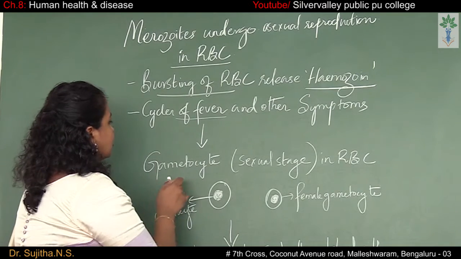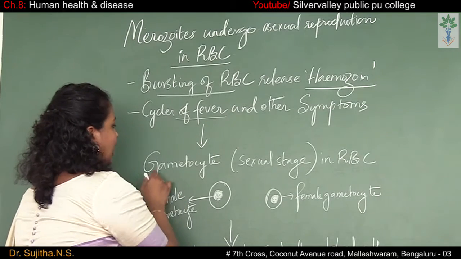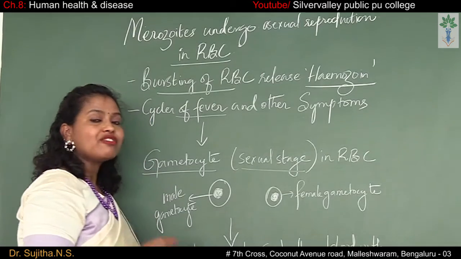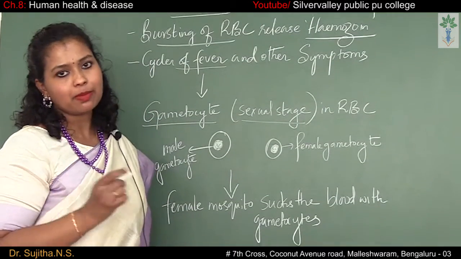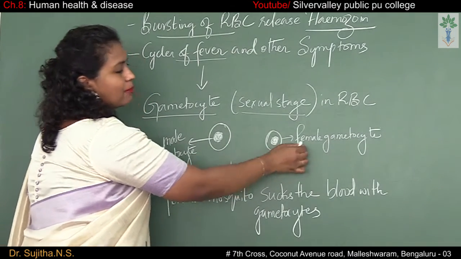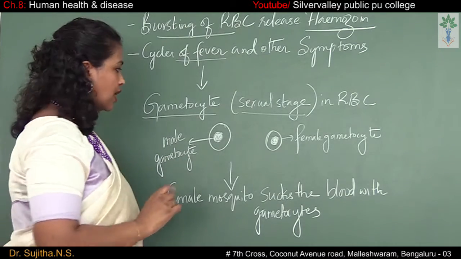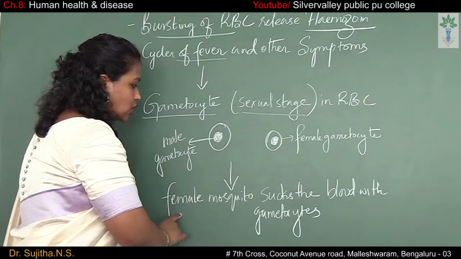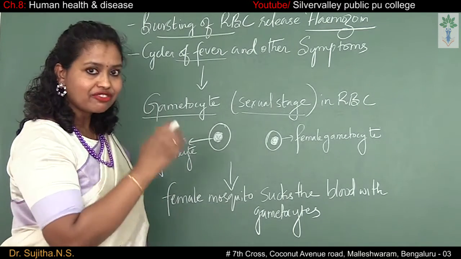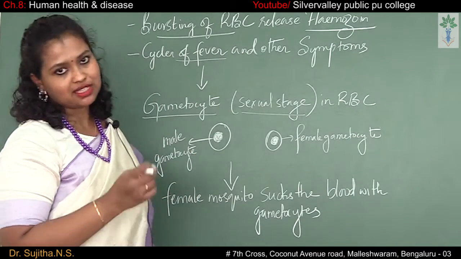Now this merozoite is converted to the next stage, that is gametocytes, and the gametocytes are the sexual stage of Plasmodium. So you can find the male gametocyte and the female gametocyte. You can find a male gametocyte in an RBC and a female gametocyte in an RBC, and these RBCs do not burst. Now what is going to happen is the mosquito will come and suck the blood. The moment the mosquito sucks the blood of this affected individual, these gametocytes enter inside the body of the mosquito.